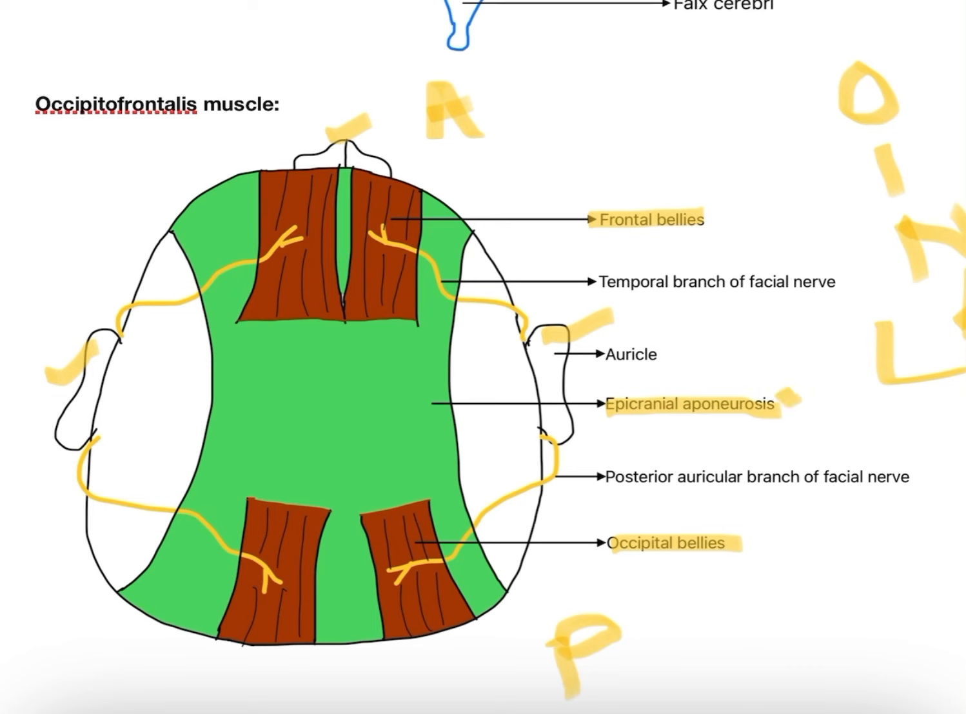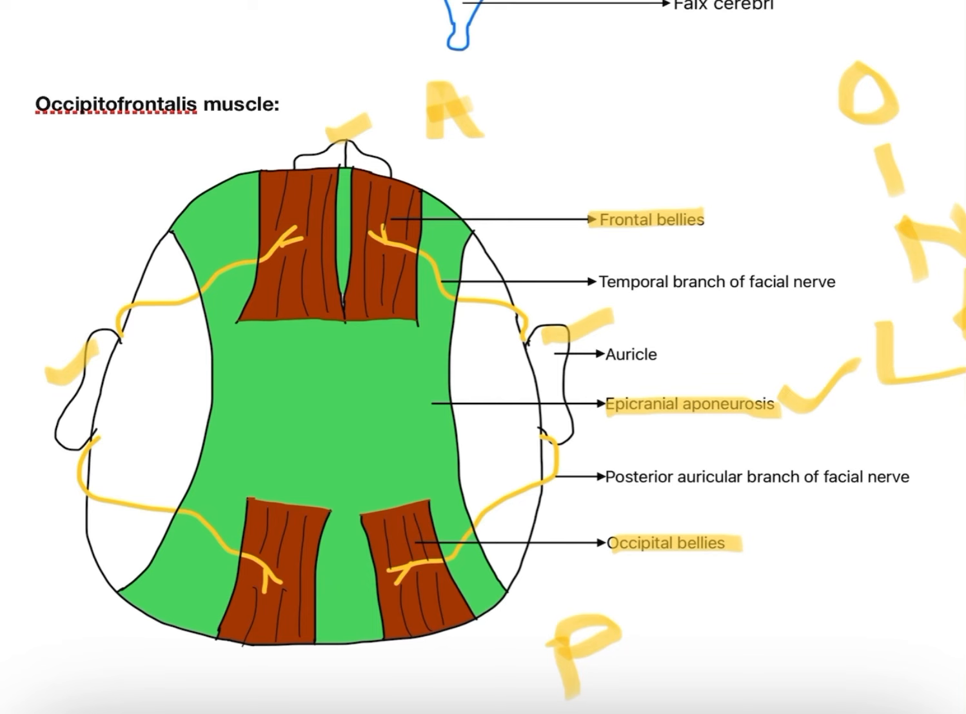the epicranial aponeurosis. If we think of the occipital bellies, the origin of the occipital bellies is the lateral 2/3 of the superior nuchal lines, and the fibers run forward and upward and insert into the epicranial aponeurosis. So for these 2 bellies, the insertion is common, that is the epicranial aponeurosis. That is the reason why they are considered as a single muscle, that is occipitofrontalis muscle.